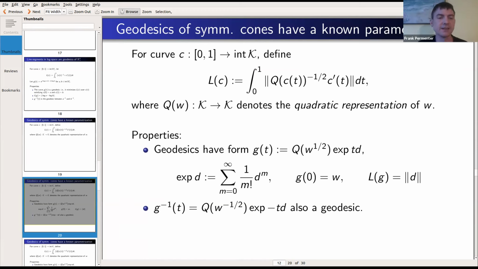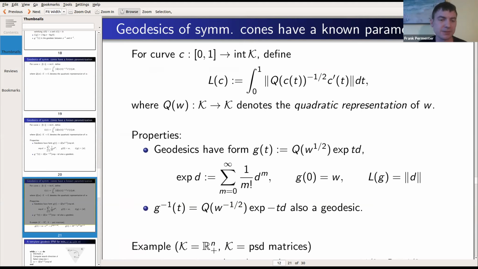Okay, so finally, this property of inversion also holds. If I take the multiplicative inverse of a geodesic curve pointwise, I get another geodesic curve. And its canonical parameterization is obtained just by replacing w with w's inverse and by multiplying the direction d by -1. Okay, so this is all very abstract.